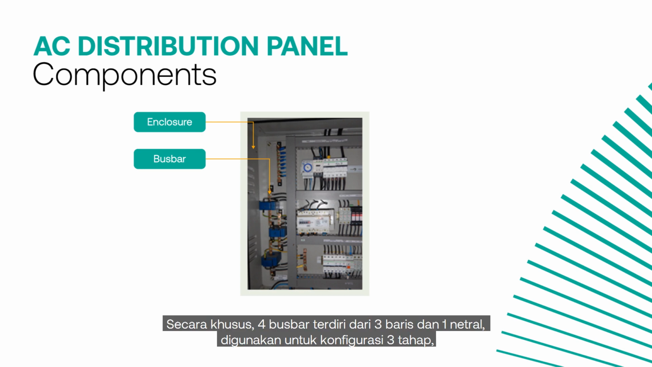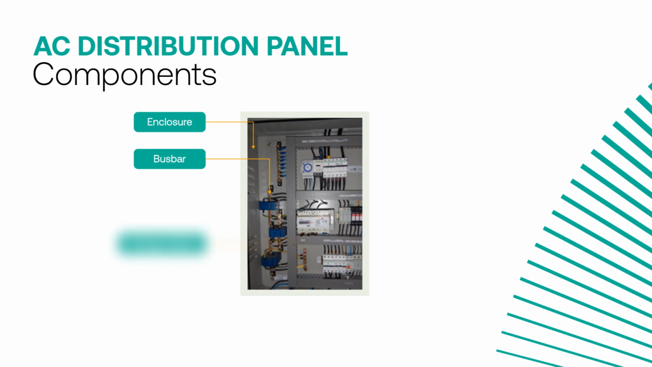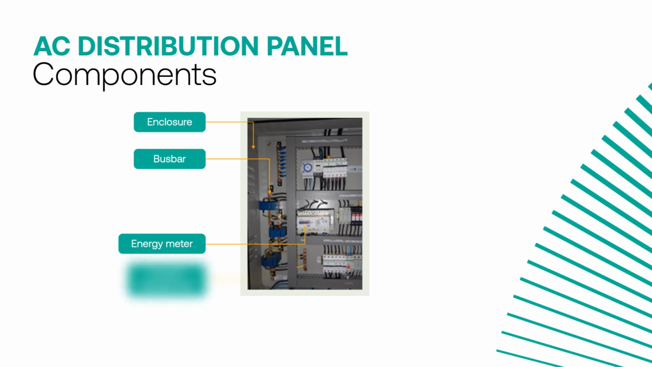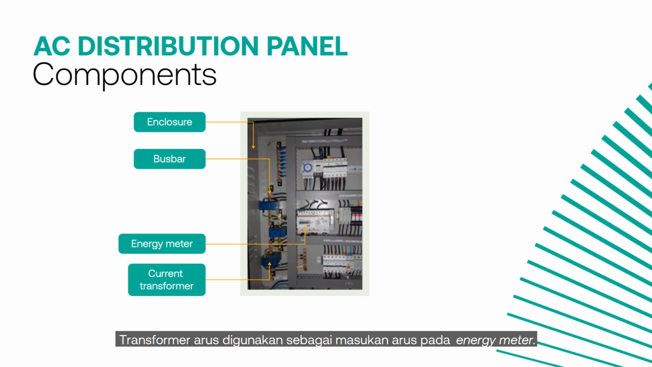Typically, 4 bus bars consisting of 3 lines and 1 neutral are used for 3-phase configuration, while 2 bus bars consisting of 1 line and 1 neutral are used for single-phase configuration. Energy meter acquires the voltage and current from each phase, calculates the power, and accumulates the energy. Current transformer is used as a current input of the energy meter.